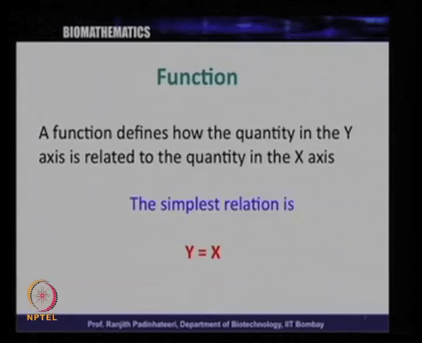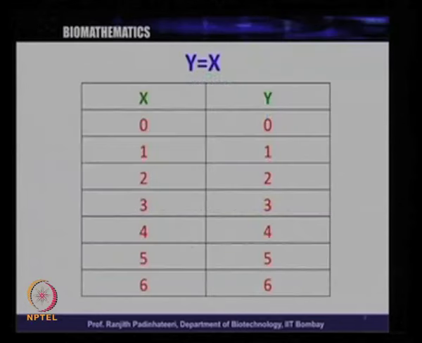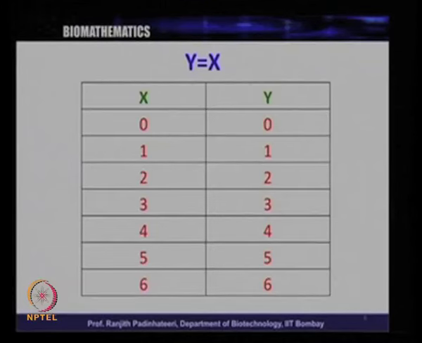Now, how do we plot y equal to x as a graph? So, we will go and learn this today. Let us say that you have a column with x values and y values. What are the simplest values? x equal to 0, y equal to 0.